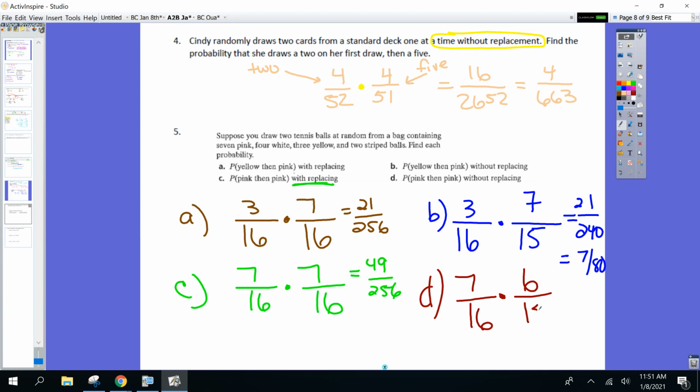6 pink now. 15 tennis balls because I kept the first one. Good. And that's going to end up being 42 out of 240. Reduced version, 7 out of 40. So for ors, I'm going to add them. For ands, I'm going to multiply them. And just watch out for that with and without replacing.